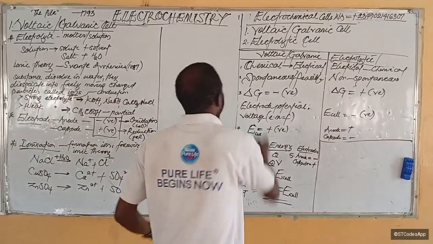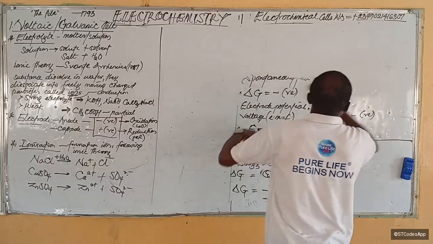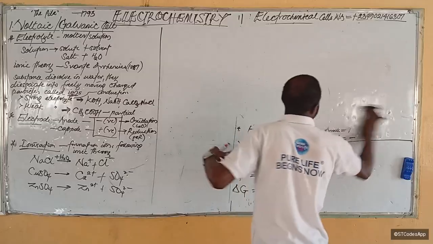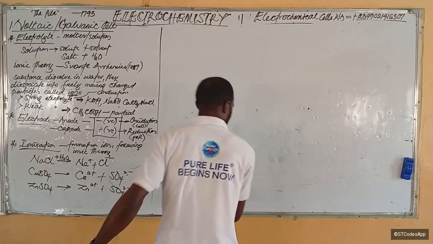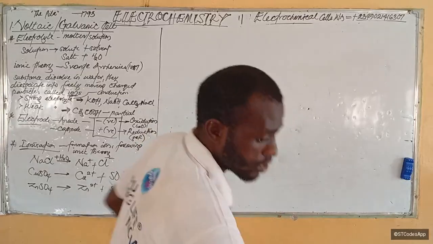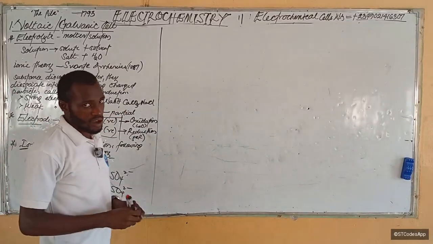Now, what are the components of a voltaic or a galvanic cell? The reason why I left my number there is so that you can reach out to me for questions. If you have questions or you want me to send you questions on calculation, that we will do soon.